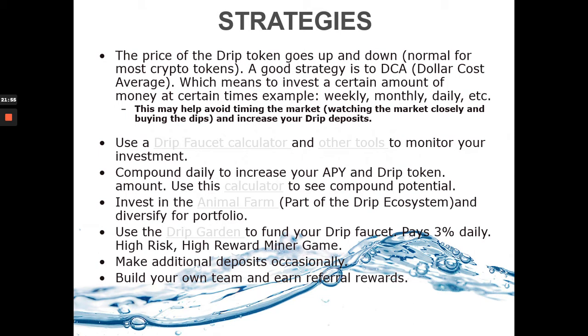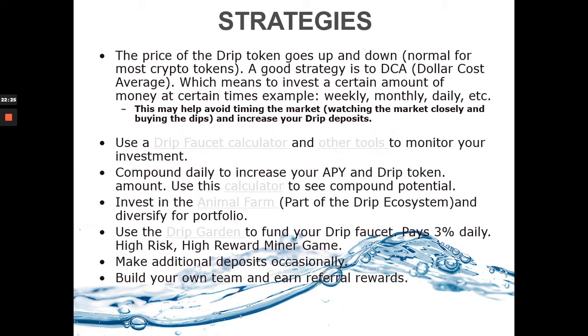So the price of DRIP token goes up and down, which is pretty normal for most crypto tokens, except for stable coins, which are pegged to the dollar and all that kind of stuff. But most crypto goes up, down, and so forth. So a good strategy that worked for me, and what I'm trying to take advantage of, is dollar cost averaging, which means you invest a certain amount of money at certain times, such as weekly, monthly, daily.